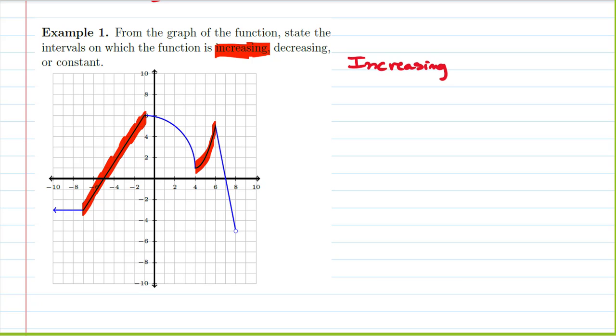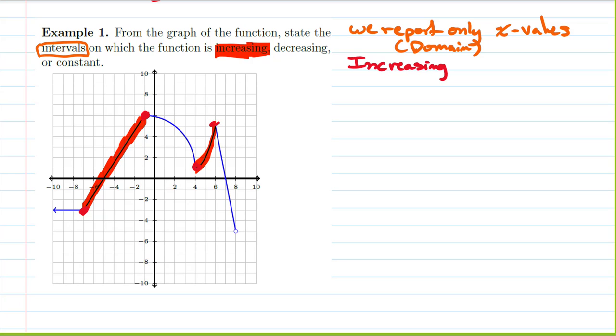When we're talking about increasing, decreasing, or constant, we're talking about these intervals right here. So we report only x values, because we're really talking about the domain. So when we want to talk about increasing, our graph is increasing from here to here and here to here. We only want to talk about the x values.